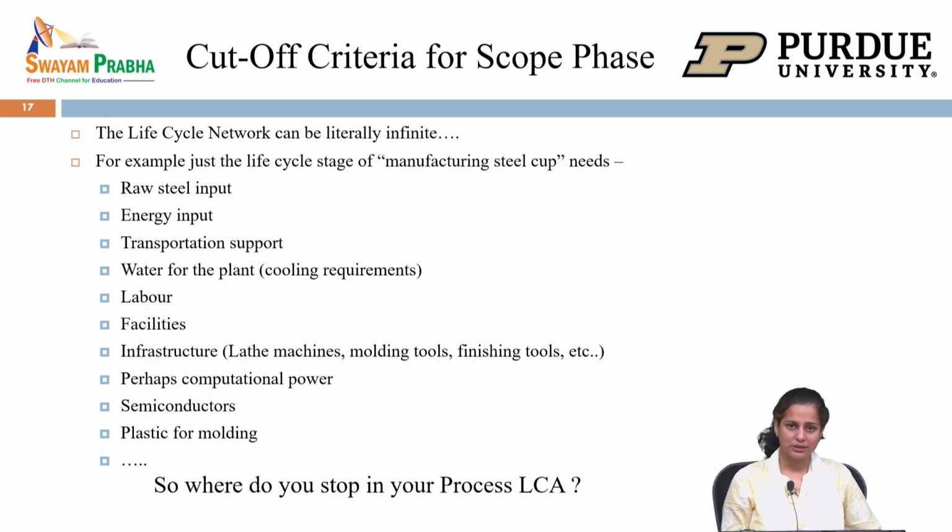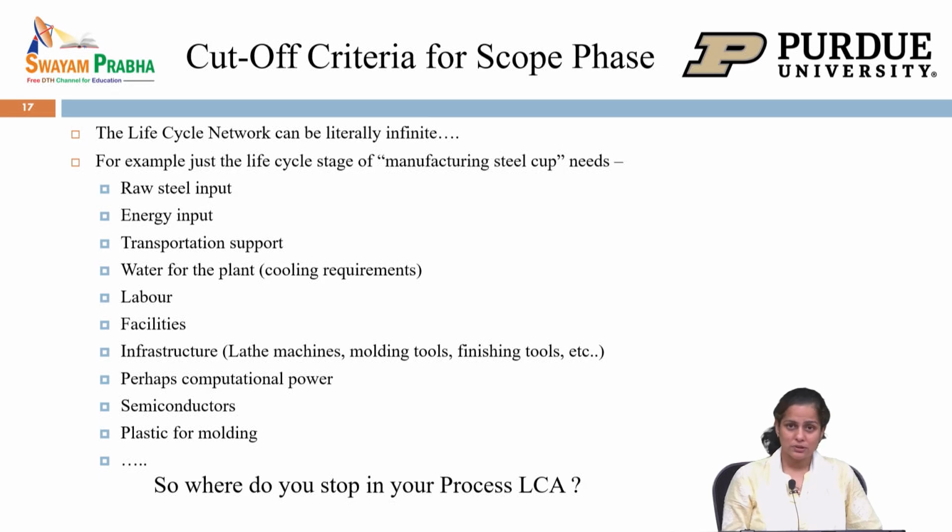For example, we need raw steel input, we need energy input, we need transportation support, we probably need water for the plant for cooling requirements, there is labor input, there is facilities, there are also infrastructure such as lathe machines, molding tools, finishing tools. We perhaps also need computational power if it is an automated manufacturing plant. For that we need semiconductors, we also need plastic for molding, and so on and so forth. So, you can think that we can continue to increase and expand our system boundary by including more and more upstream and downstream processes for our LCA.